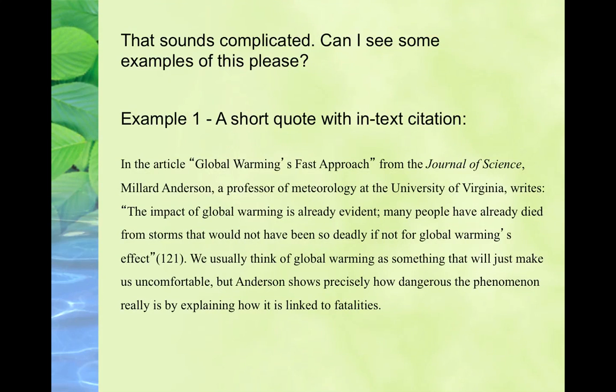All right, here's an example. Here's a short quote with an in-text citation. In the article Global Warming's Fast Approach from the Journal of Science, Millard Anderson, a professor of meteorology at the University of Virginia, writes, "The impact of global warming is already evident. Many people have already died from storms that would not have been so deadly if not for global warming's effect." We usually think of global warming as something that will just make us uncomfortable, but Anderson shows precisely how dangerous the phenomenon really is by explaining how it links to fatalities.